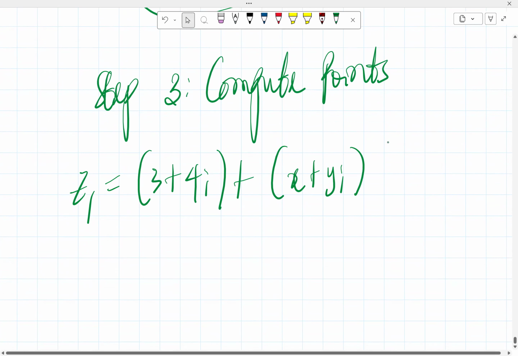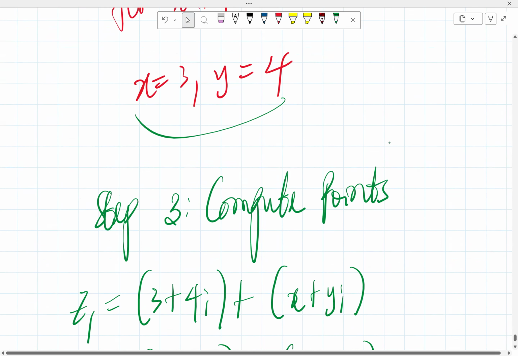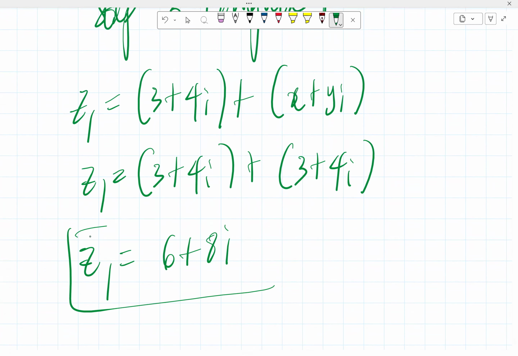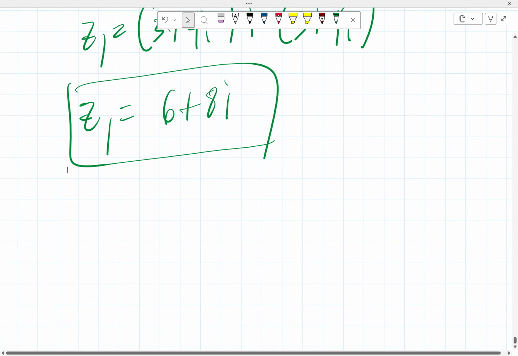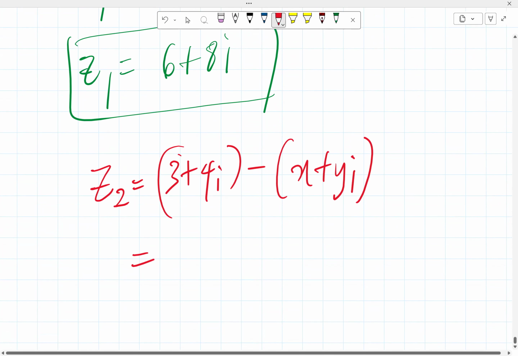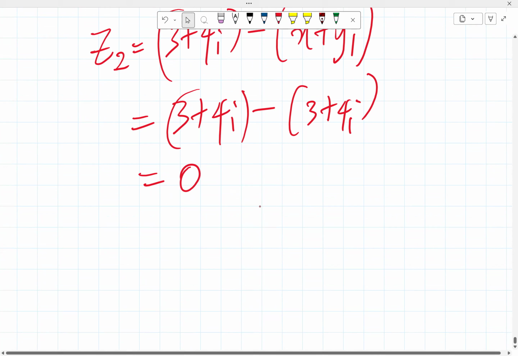So in this case z1 equals 3 plus 4i plus 3 plus 4i, now that you have found x and y to be 3 and 4. So that means z1 is equal to double of this. That is 6 plus 8i. That is z1 for us. Then for z2, we said z2 should be 3 plus 4i minus x plus yi. So z2 is now 3 plus 4i minus 3 plus 4i. That is simply 0. So z2 is 0.